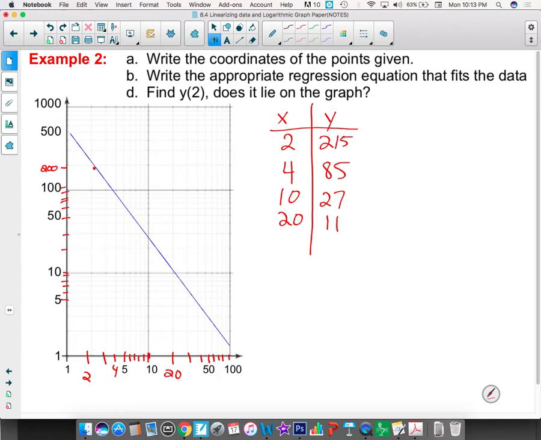So if I look at 50, it's going to be at about 3. Okay, 50, we'll say about 3 1/4.